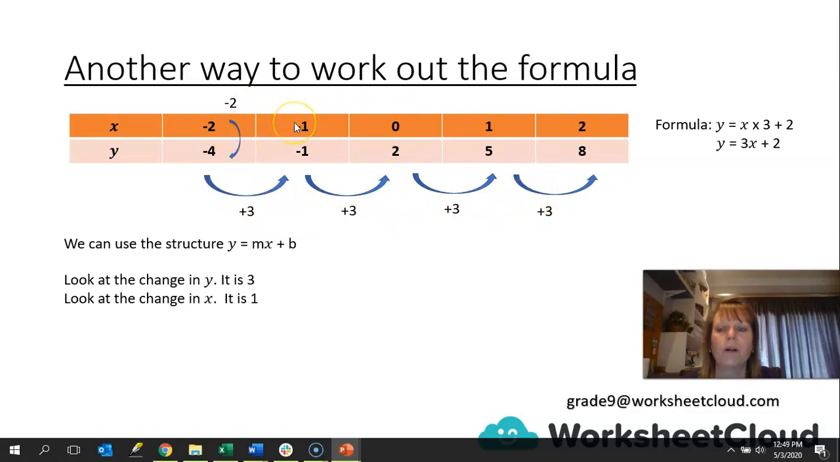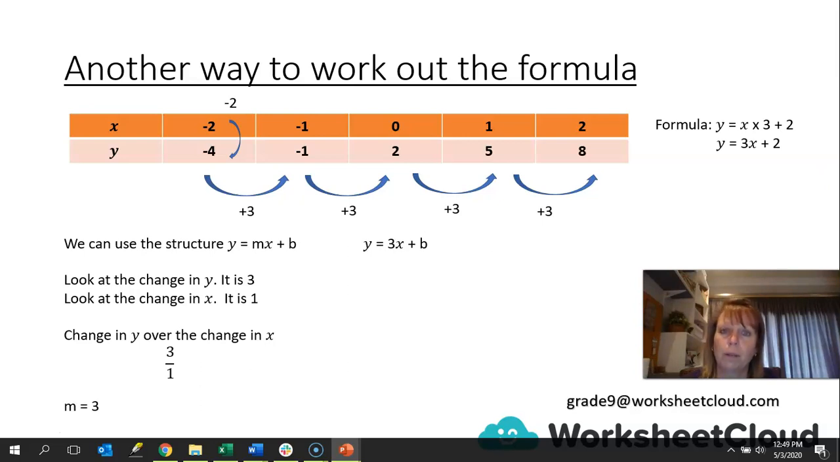So we're adding on 1. What we do then is we put the change in the y over the change in the x. So the change in the y is 3, and we put it over the change in the x, which is 1. We can write it like that, 3 over 1, which gives us a fraction, but we know that anything over 1 remains the same. So that would mean that our m is 3. So we would go y is equal to 3x plus b.